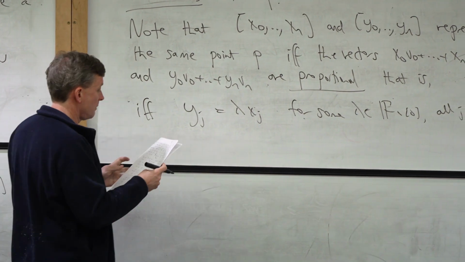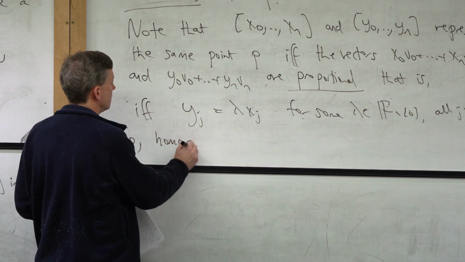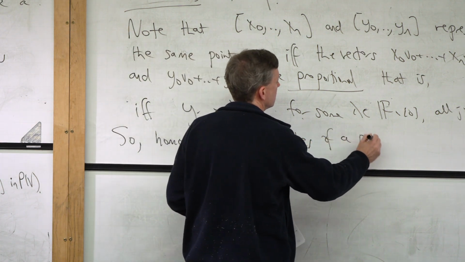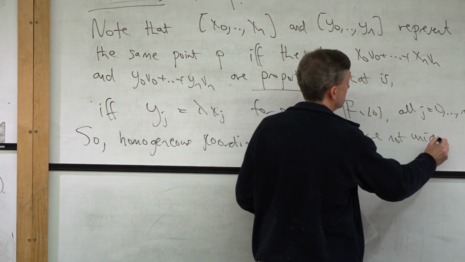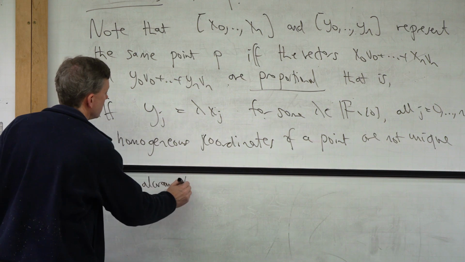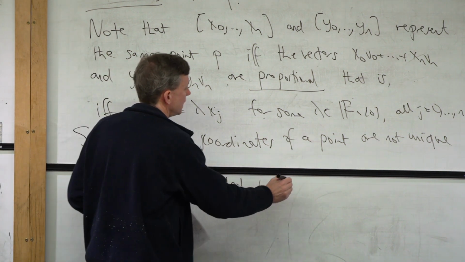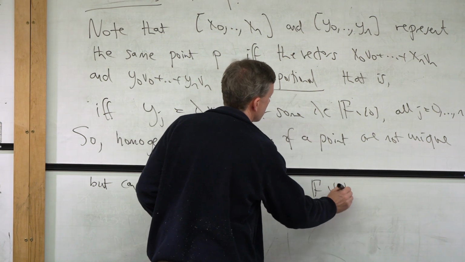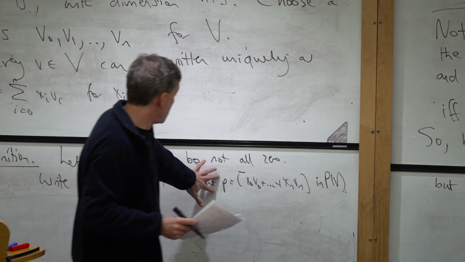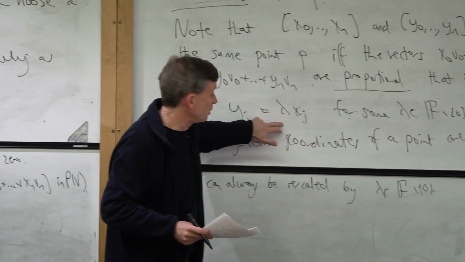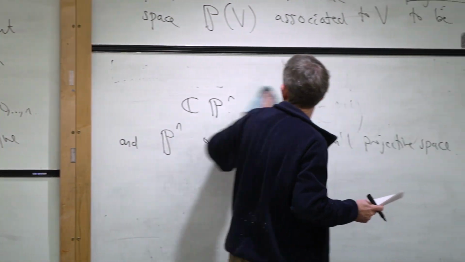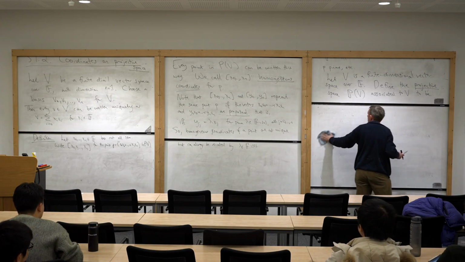Okay, so homogeneous coordinates of a point are not unique, well, except over the field with two elements, but can always be rescaled by some lambda in your field, take away 0. The word homogeneous is to do with rescalings. So you might talk about a homogeneous polynomial as one which behaves in a certain way when you multiply all the coordinates in the polynomial by a constant. Okay, so that's our first notion of coordinates. We'll have a second notion which is called inhomogeneous coordinates.